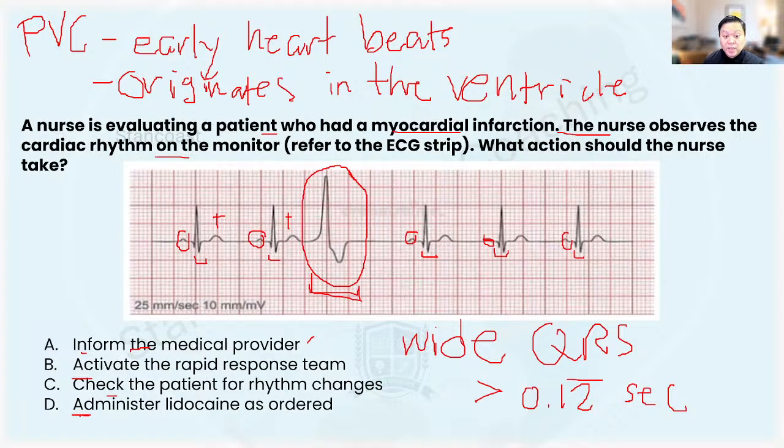So again, this will give you a clue. In the PVC, there is widening of the QRS. There will be no preceding P wave.